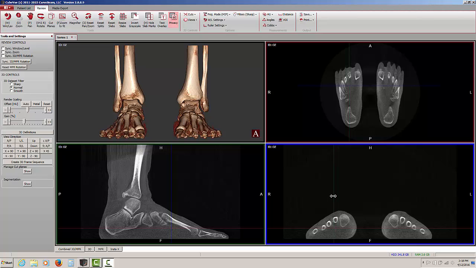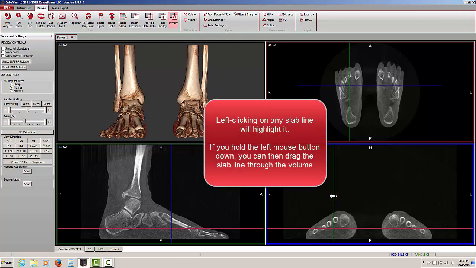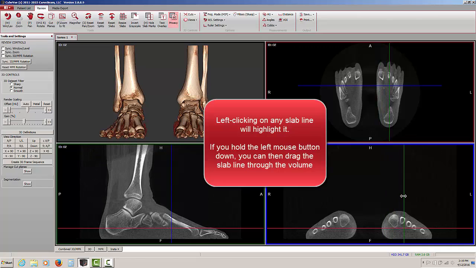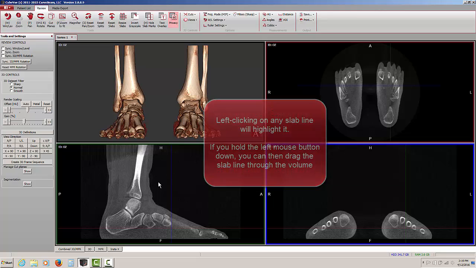We also noted that if I left click on the green line or the red line or the blue line and it's highlighted, I can then left click holding the left mouse button down, drag it through the 3D volume, and the position of my sagittal slice will change.